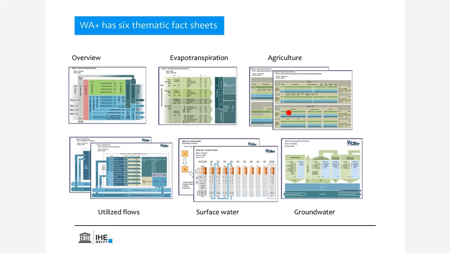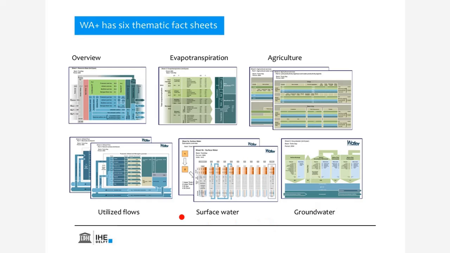Agriculture is split in 2 parts. Normally you have a part on consumption in agriculture and a part on productivity and water productivity. Utilized flows, now we focus very much on the man-made utilization of blue water, but there was also a sheet about the natural withdrawals. And then we have surface water as one sheet and groundwater as the next sheet.